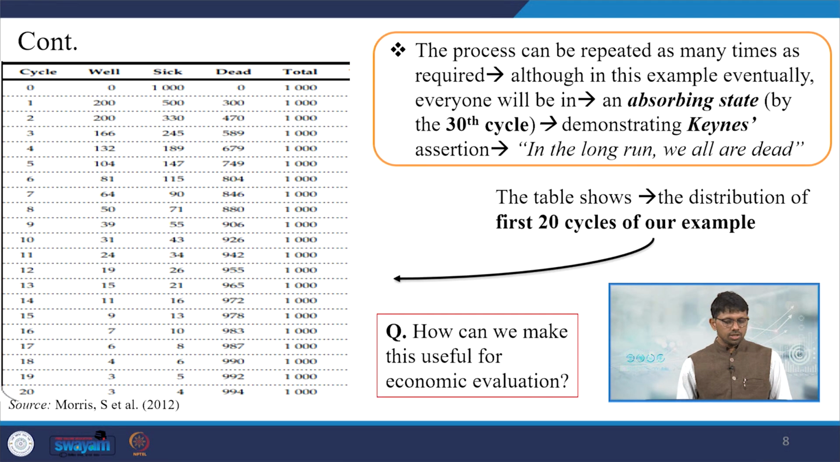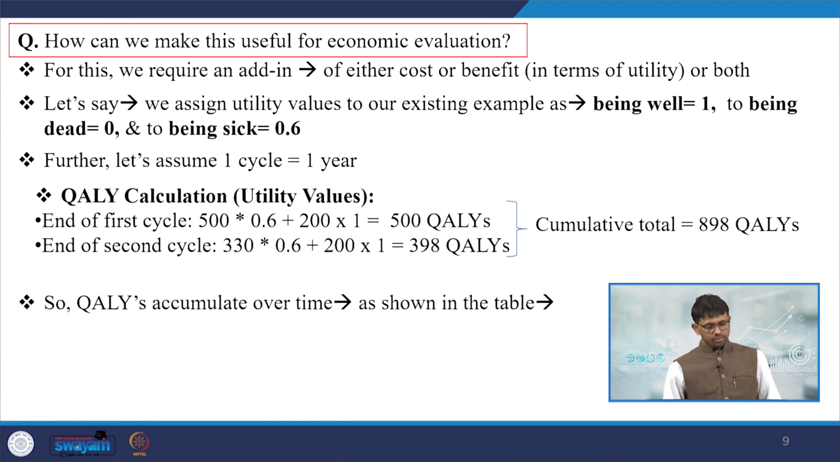Okay, here as well we have 200, 500 and 300 on the first cycle. So, the first one: we said that 500 are actually sick and their probability value is 0.6, and being well there are 200 people, hence 200 into 1, and 0 are dead. So, that will be 0, then in total there are 500 qualities at the end of the first cycle.